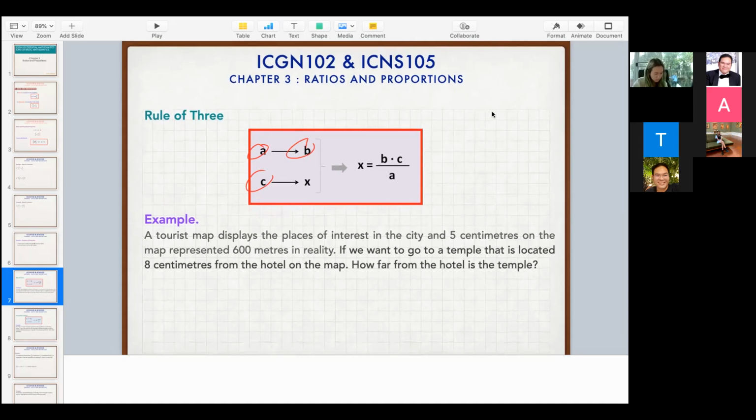Now let's see the example. Before I talk about the example, you can see that here we have A, which is the proportion of A to B, and when we have value C, we want to find the proportion to X. The calculation here is X equals B times C over A. Now let me show you in the example how we form the rule of three in the word problem.